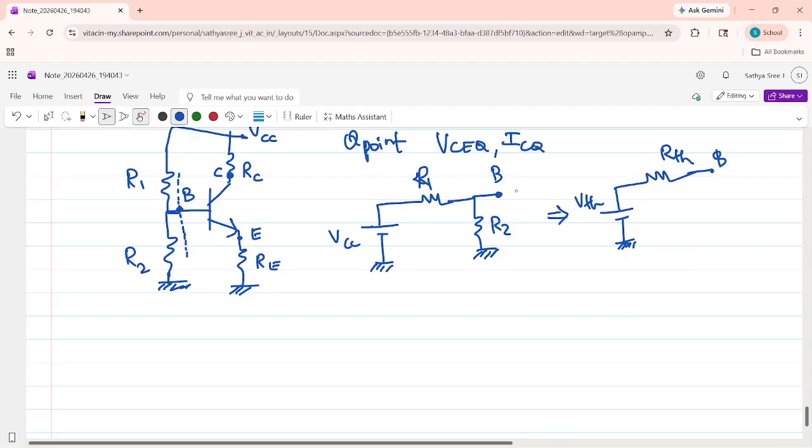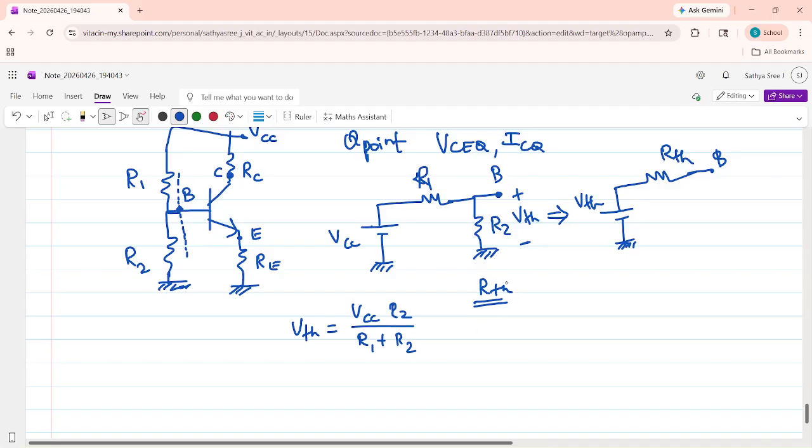What is VTH? The voltage between this point B and the ground is VTH. So by the voltage division rule, what is VTH? VTH is the voltage across R2. So by the voltage division rule, it is the total voltage multiplied by R2 divided by R1 plus R2. So this is VTH. Now how to calculate RTH? If you want, you can go and study Thevenin's equivalent, how to calculate RTH in the Thevenin model.